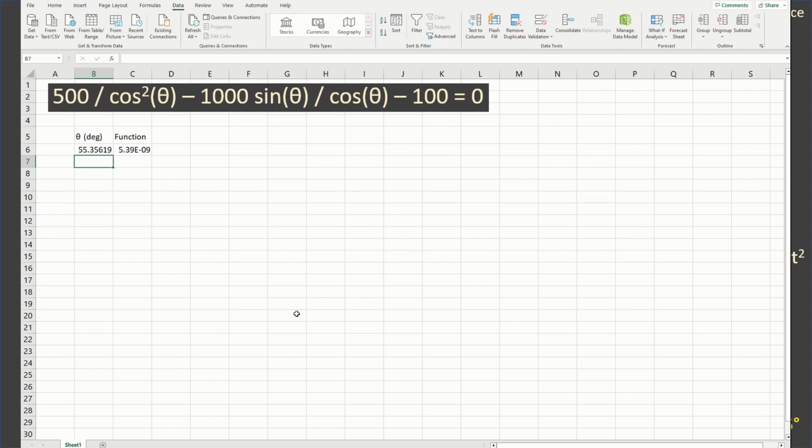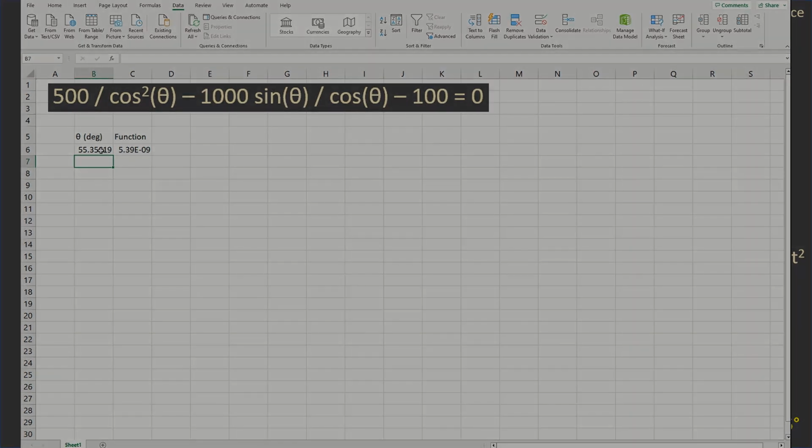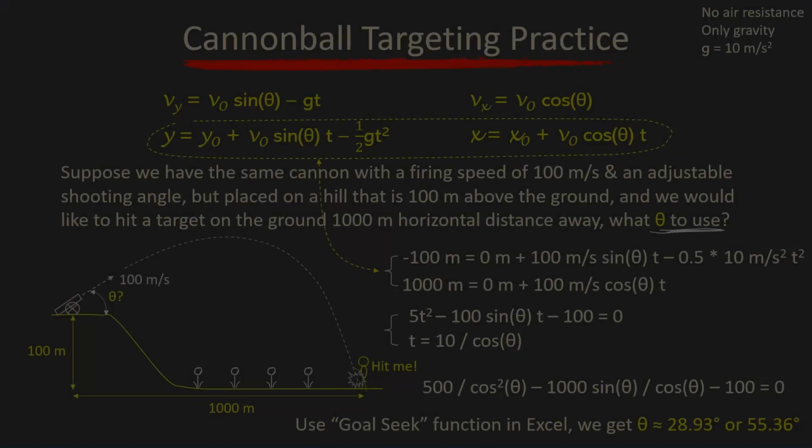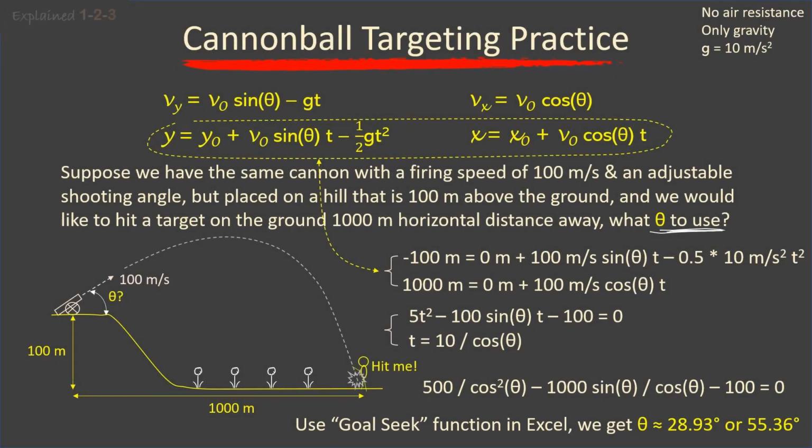How do we know there are two solutions? One is that there's a squared term in the equation, and we can also think of this as follows. We know the optimal angle to achieve maximum range is 45 degrees. All other angles, either greater than or less than 45 degrees, would give us a shorter range. Therefore, there must be a solution that is less than 45 degrees, and another solution that is greater than 45 degrees. That's all for now.